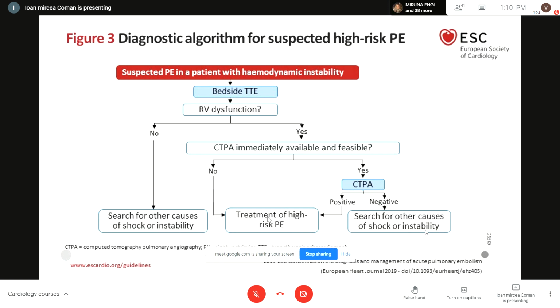If the CT is positive, then we shall treat the patients for pulmonary embolism. If the CT is negative, it can give us a clue for other etiologies for the shock. A shock can be hypovolemic, can be septic, and so on and so forth.